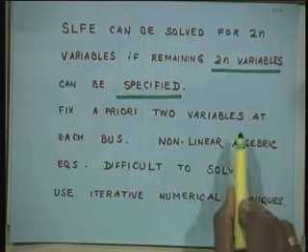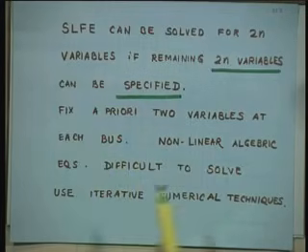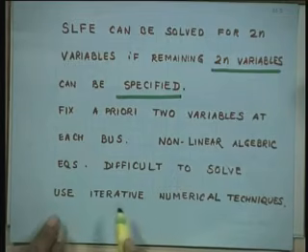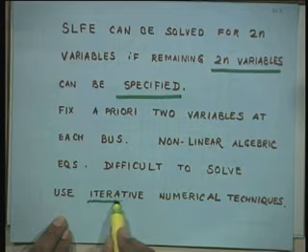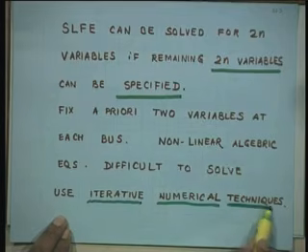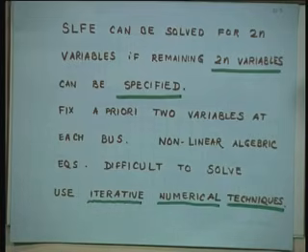So, what you do? Fix a priori two variables at each bus. Non-linear algebraic equations are difficult to solve. We have to go for iterative numerical techniques. There is no other way, because we cannot solve them straight. There is no direct solution possible, no closed form solution possible. Hence, you have to resort to numerical solution.